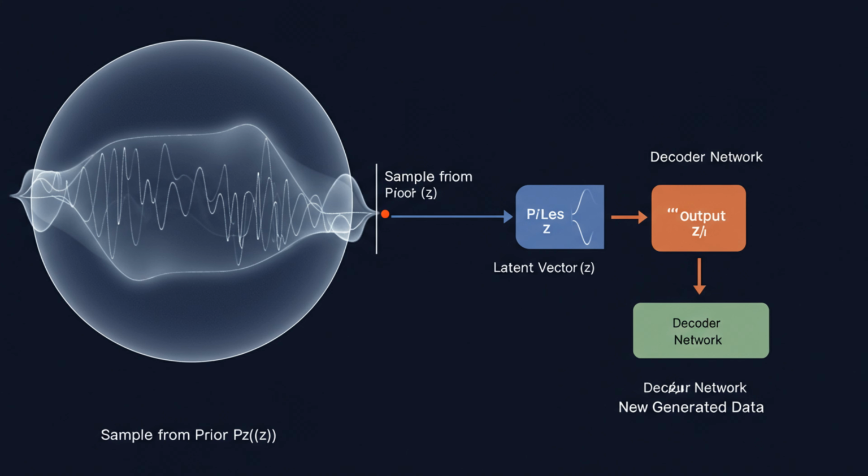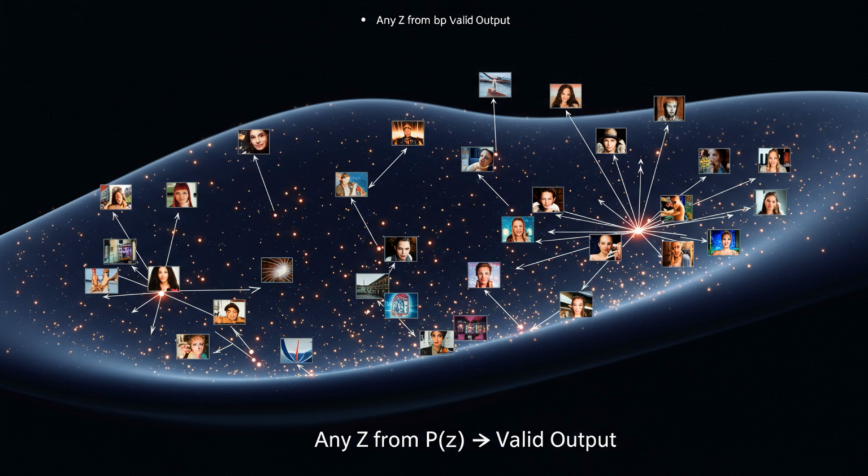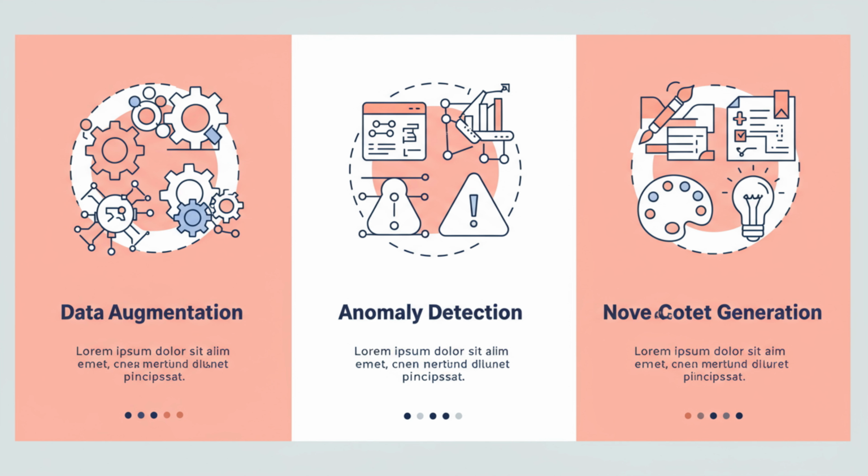Once trained, generating new data with a VAE is straightforward. Simply sample a latent vector z directly from the prior distribution, N of 0, 1. Because the latent space is regularized, any sample from our N(0,1) prior will map to a meaningful and coherent output through the decoder. This generative capability makes VAEs powerful for tasks like data augmentation, anomaly detection, and creating novel yet plausible content.